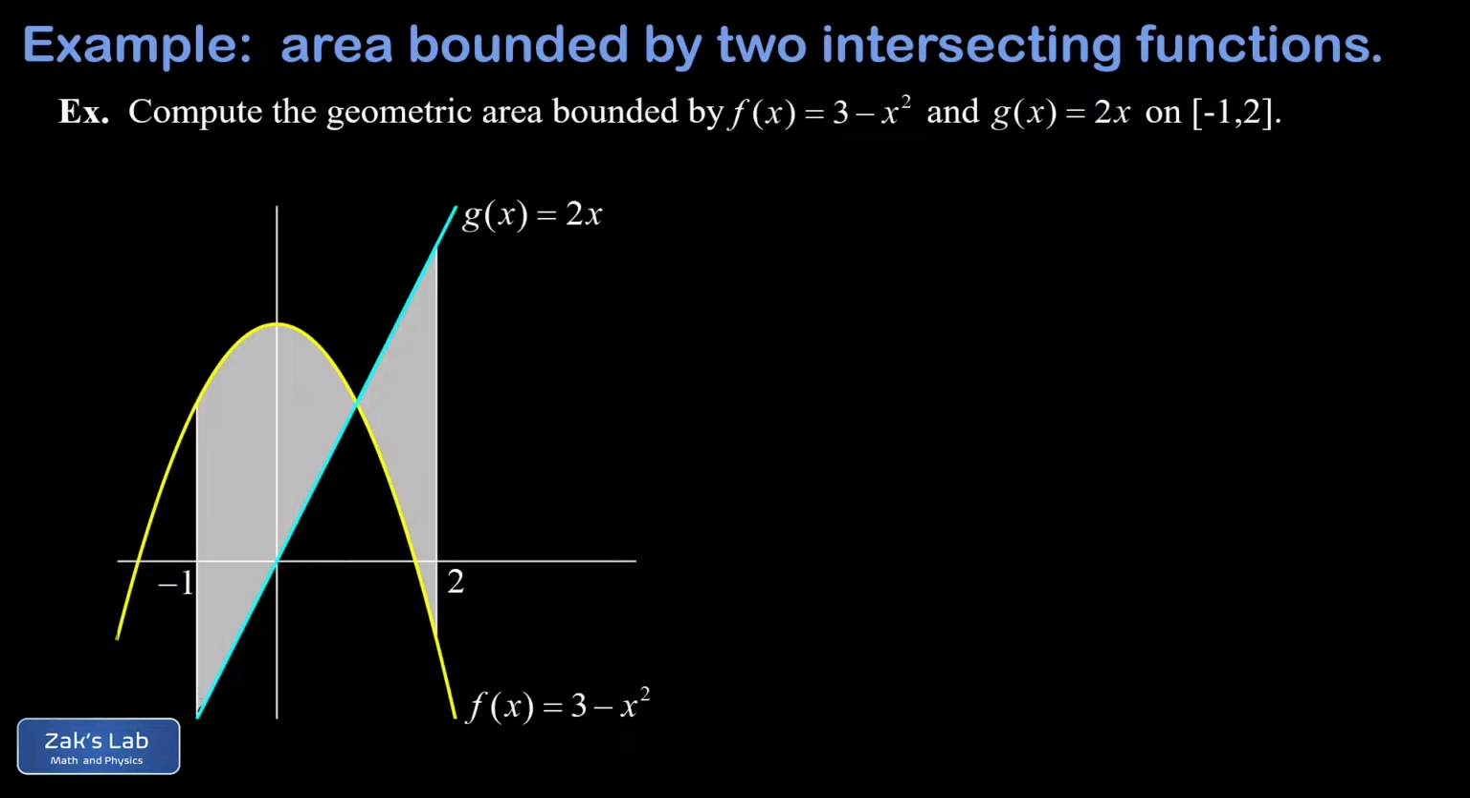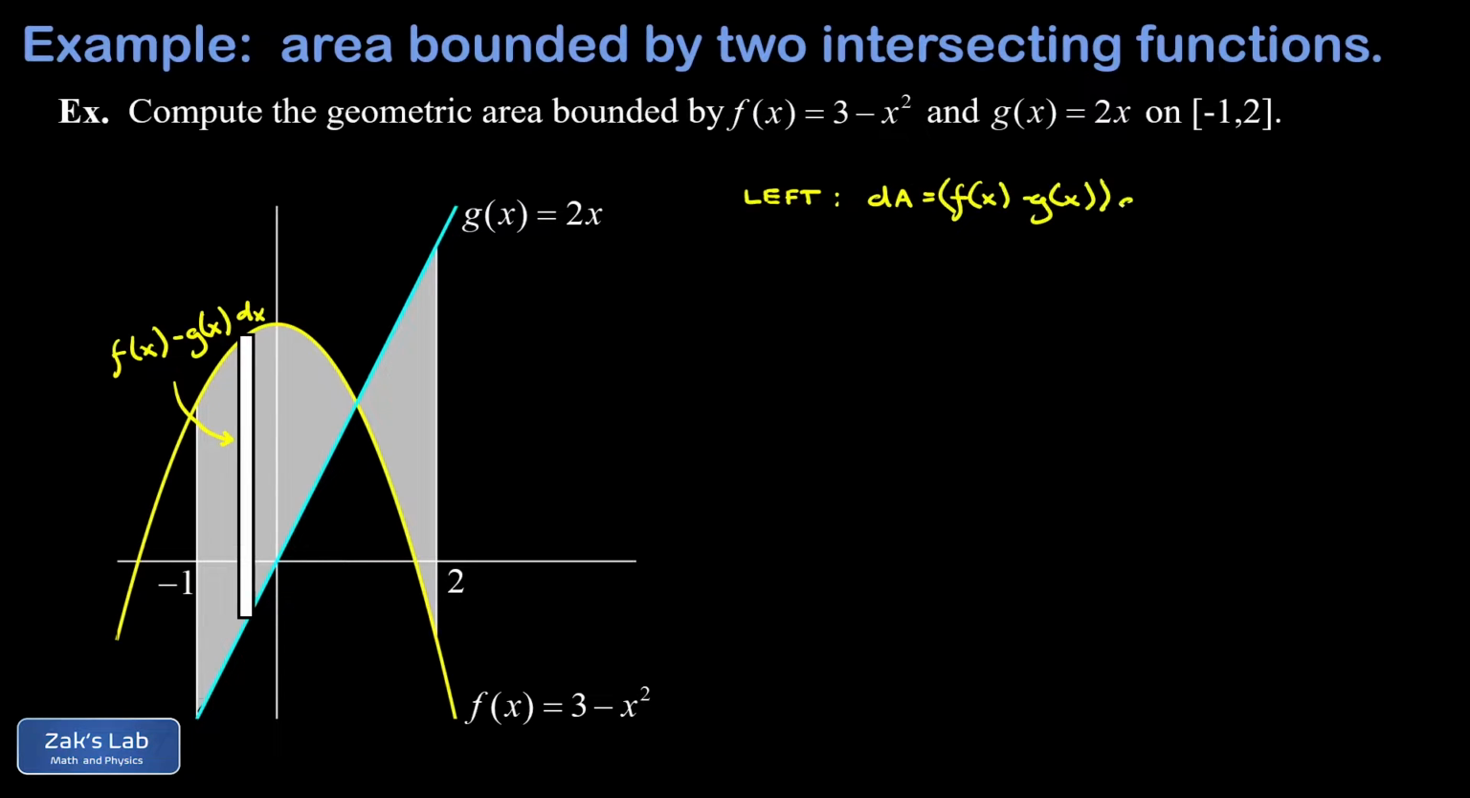So to start setting up the area here, we look at a thin rectangular slice of the region on the left. Now because f of x is above g of x in this region, a positive height for this rectangle will be obtained if we take f of x minus g of x. And the width of this thin rectangle, that's an infinitesimal increment of x that we'll call dx. So for the left region, our area contribution dA is equal to f of x minus g of x dx.